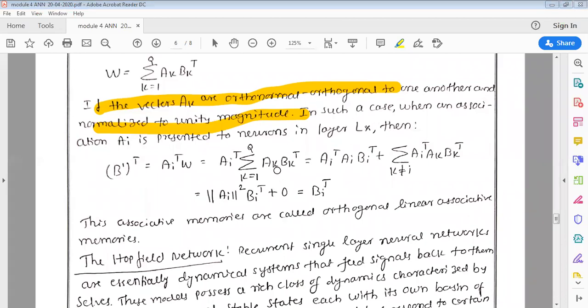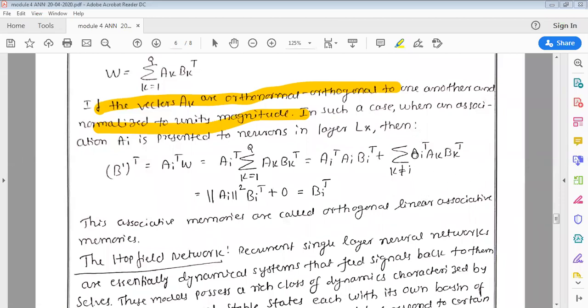Now, let us remove only the vector I: Ai, Bi transpose, I'll take it out. The remaining sum involves all of them except K is not equal to I. K equal to 1, 2, 3, everything is available except K is not equal to I. Ai transpose into Ak, Bk transpose. Are you able to follow? Only Ai, Bi transpose are taken outside, and all the remaining are grouped together.